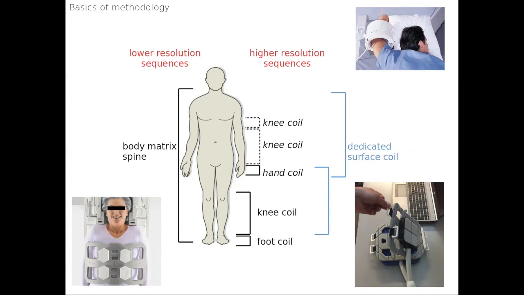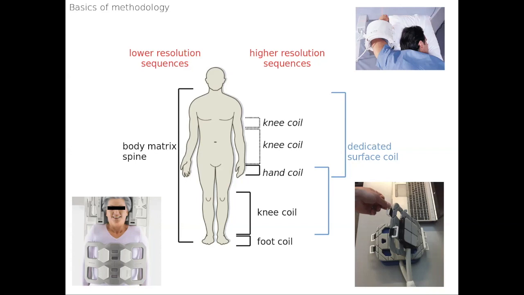But with the body matrix coils and the spine coils, of course, you can look at the nerves throughout the whole body. If you want to image the upper extremities, it is quite easy to use, of course, the hand coil. But if you want to look at the nerves in the forearm and the upper arm, you can even use the knee coil, but then you need to position the patient in a prone position with the arm elevated. And as you can imagine, this is not feasible for all patients, depending on age and also on their condition.